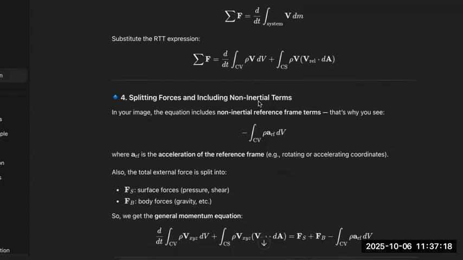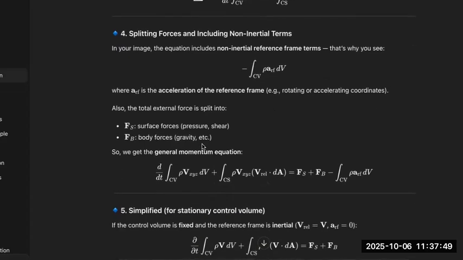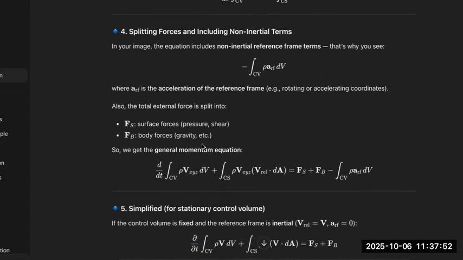So basically, this term in the control volume, it is important to bring up. It is from a non-inertial reference frame. So we have to take into account the inertia of an object if we're considering it from a non-inertial reference frame. And also, the external forces split into Fs, which is surface forces such as pressure and shear, and Fb, which is body forces such as gravity and so on.